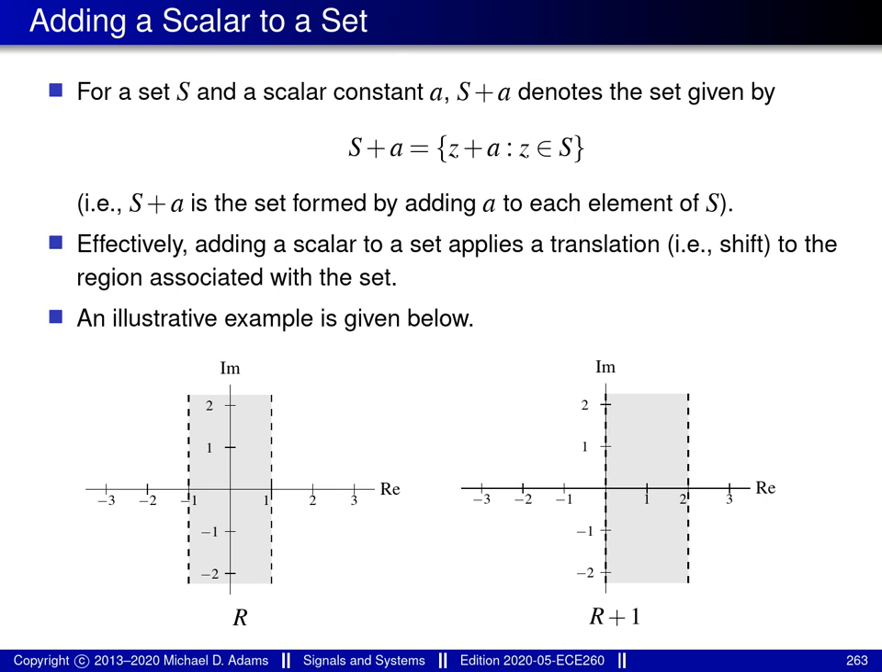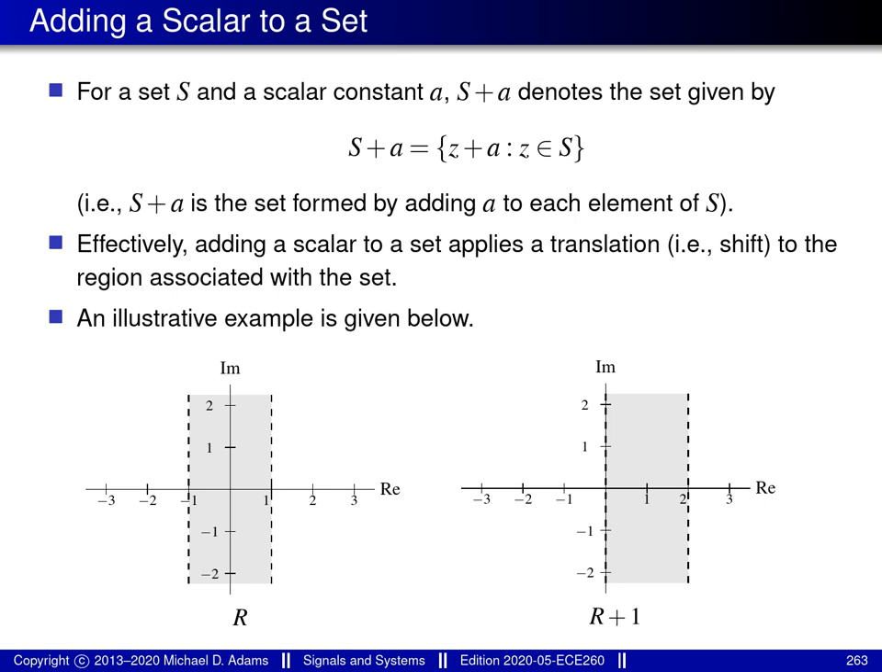Next, I need to introduce the operation of adding a set and a scalar, such as a complex number. For a set S and a scalar constant A, the notation S plus A denotes the set given by this particular formula here. In other words, S plus A is the set formed by adding A to each element of S. Effectively, adding a scalar to a set applies a translation, in other words a shift, to the region associated with the set. An example of the addition of a scalar to a set is shown in the figures at the bottom of the slide.